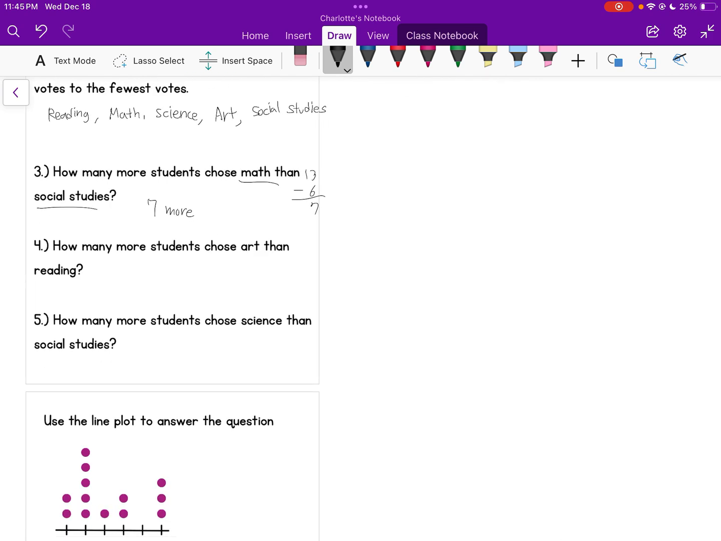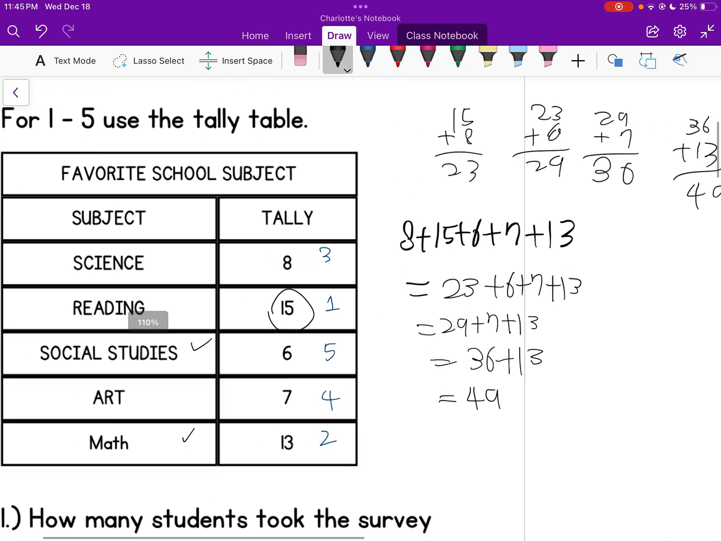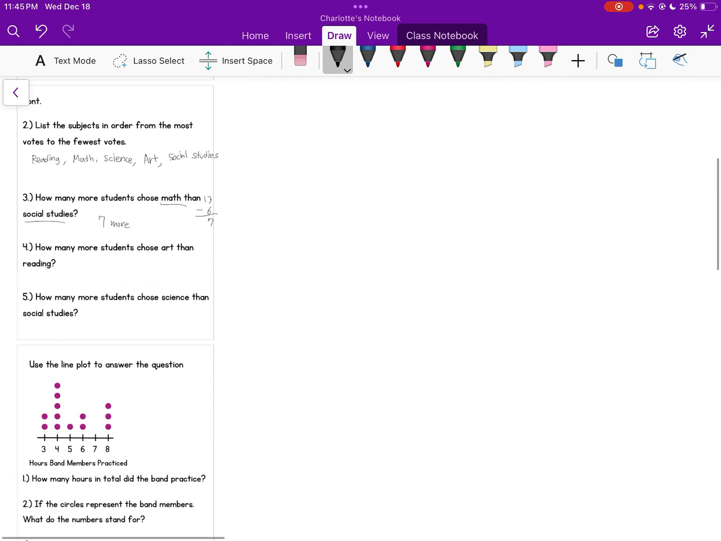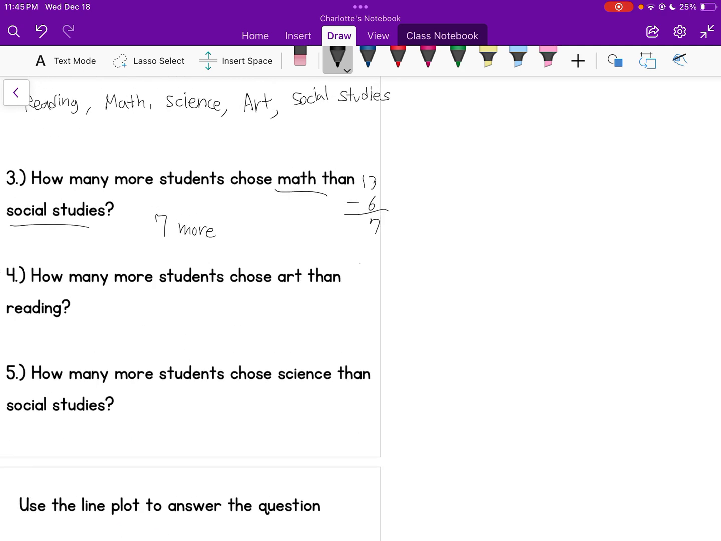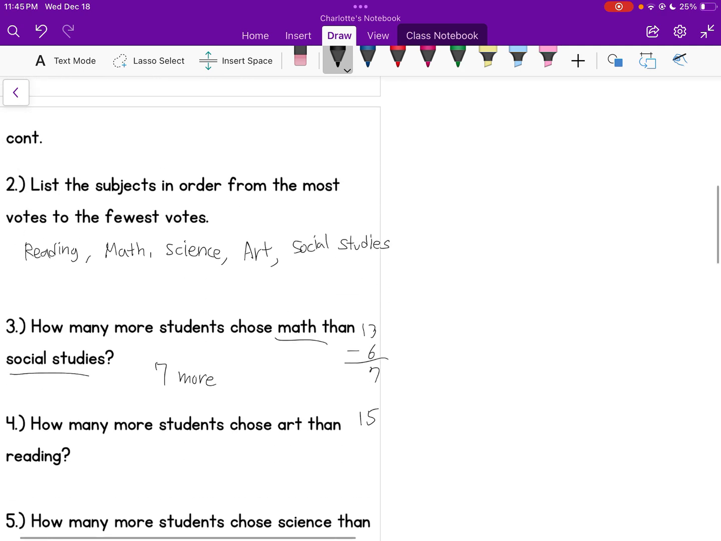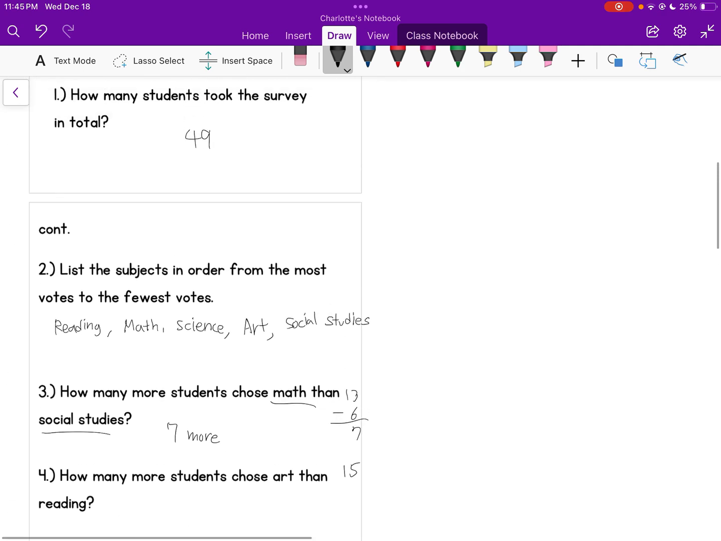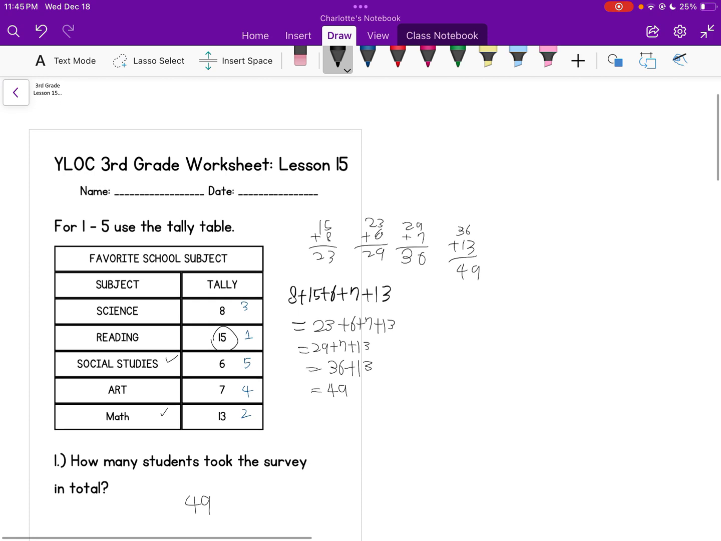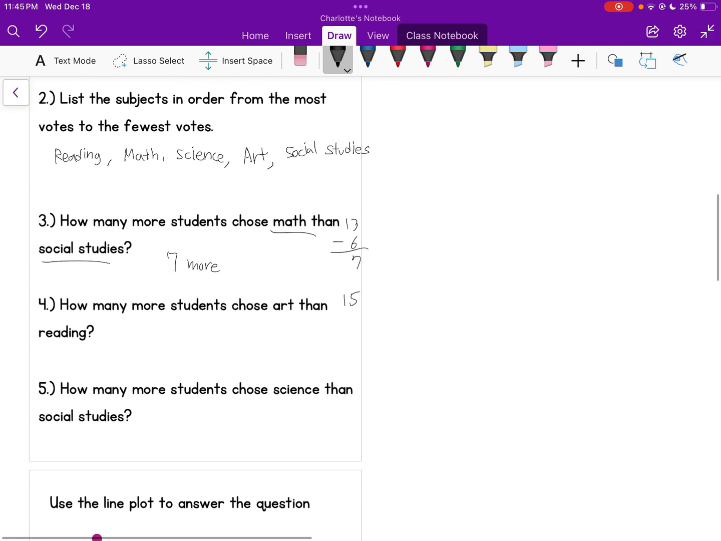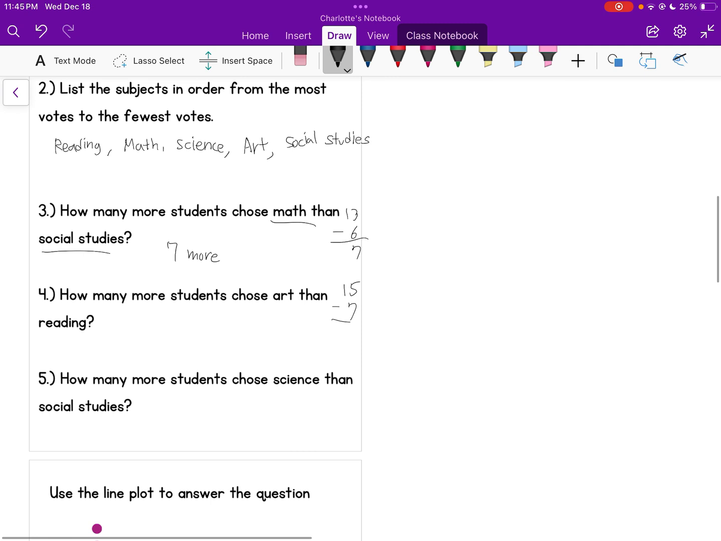And number 4, how many more students chose reading than art? So reading is 15 and art is 7. So we'll subtract to find out. 15 minus 7, which is 8. So 8 more.